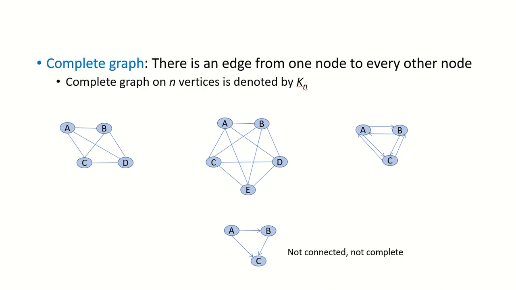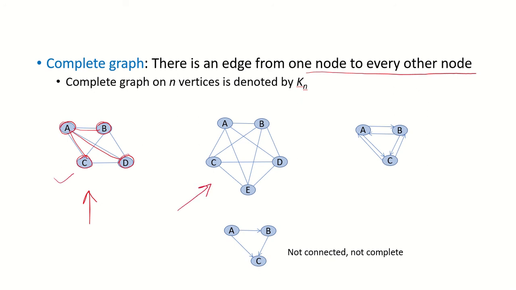What is a complete graph? A complete graph is a graph where there is an edge from one node to every other node. So let's take an example with 4 vertices over here. A is having an edge to B, it is having an edge to C, it is having an edge to D. Similarly, B is connected with an edge to A, C and D. And similarly, you can check for nodes C and D also.